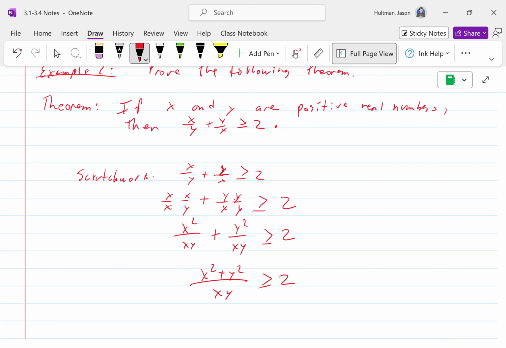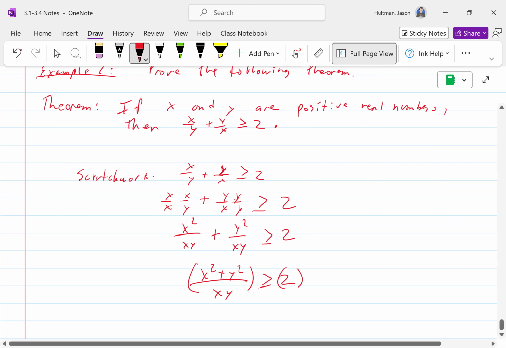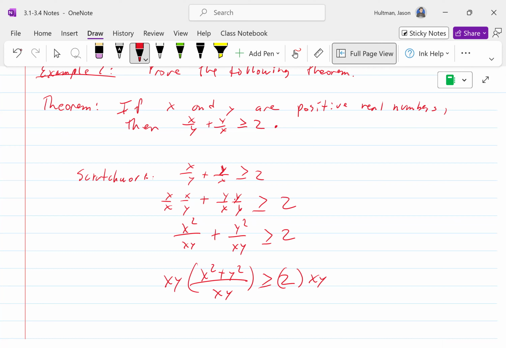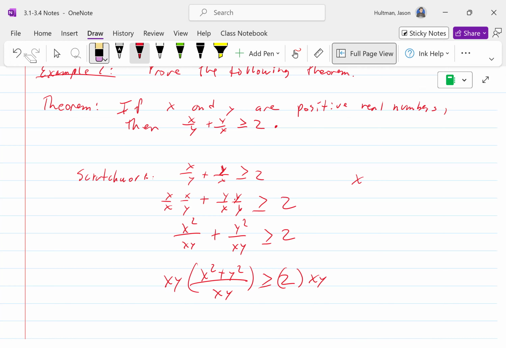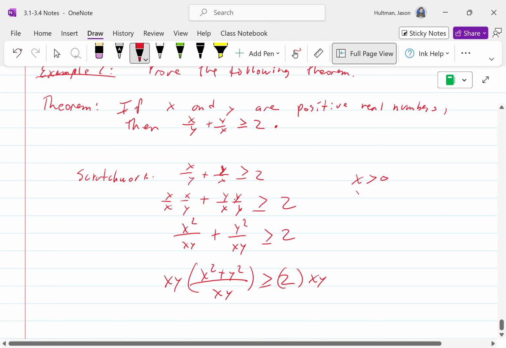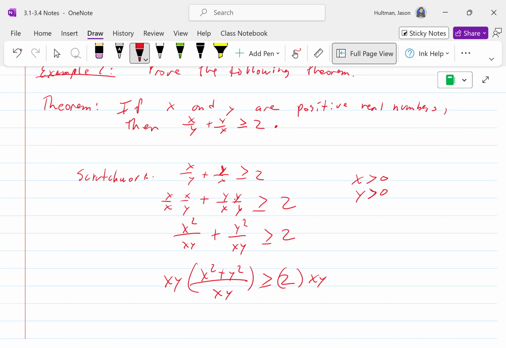If x and y are both positive, then if I multiply both sides by a positive number, it shouldn't affect the inequality sign. As long as x is greater than 0, it's actually greater than 0. They've got to be positive. So x is greater than 0 and y is greater than 0, then it is unaffected.